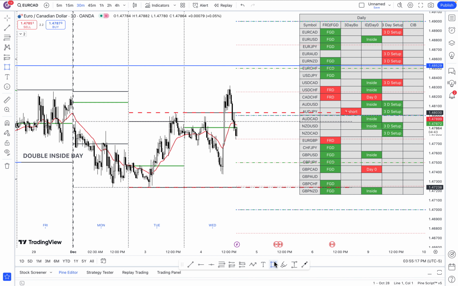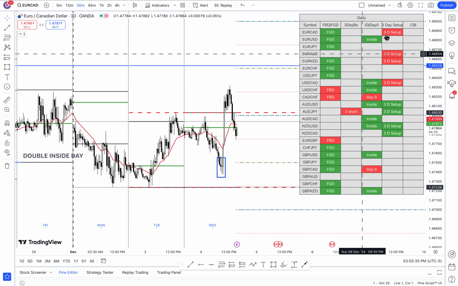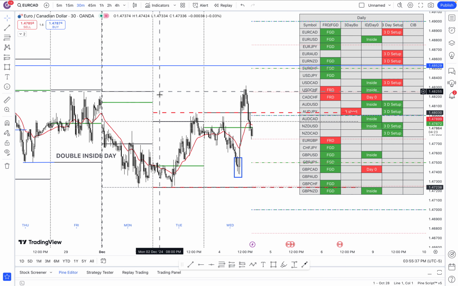The buy low setup presented itself at 10 a.m., 9:30, second hour of the US session, which took out the high of the day. That breakout of the high of the day triggered the 3-day setup that is on the screen right now.